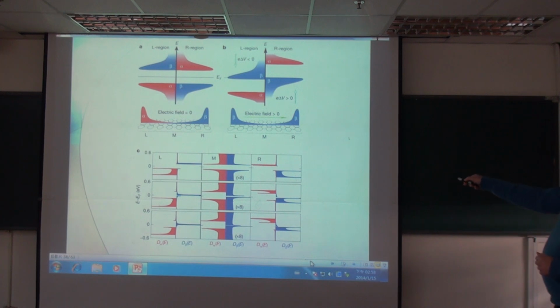In the spin alpha system, we observe an opening of the band gap. In the spin beta system, on the contrary, we observe a closing of the band gap. Those electrons of spin alpha would become insulating, while electrons of spin beta would become metallic. That's why we have so-called half metallicity.